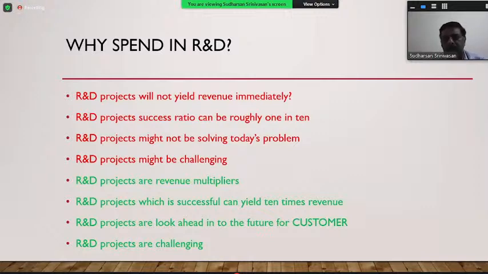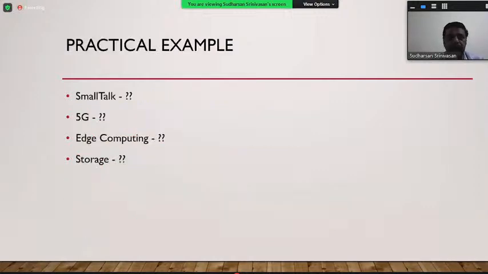And of course, R&D projects are challenging for engineers. I'm still an engineer in my DNA. For an engineer like me, a challenging project is what is going to keep me going. Right. So R&D projects are going to be challenging, but that's what keeps my passion going, and keeps me investing. So this is the reason why spend in R&D. Business has to spend in R&D so that they can be in business even after 5 years, and it is going to be a revenue multiplier, and it is going to solve a problem for customers in the future.